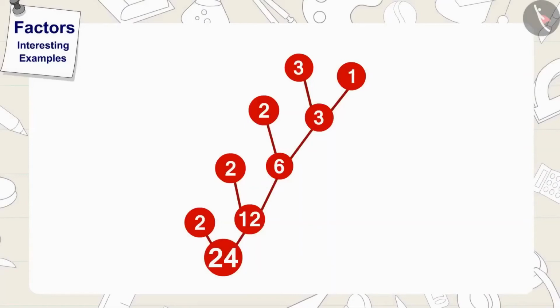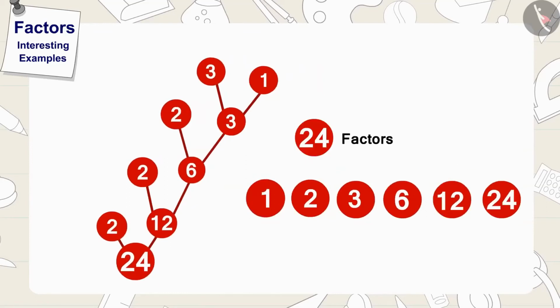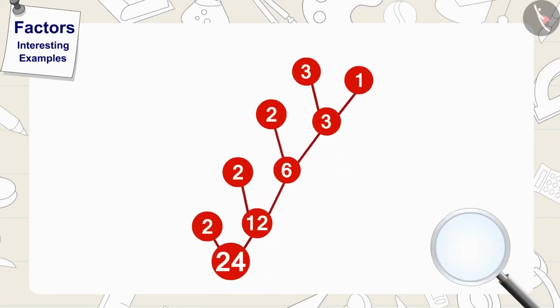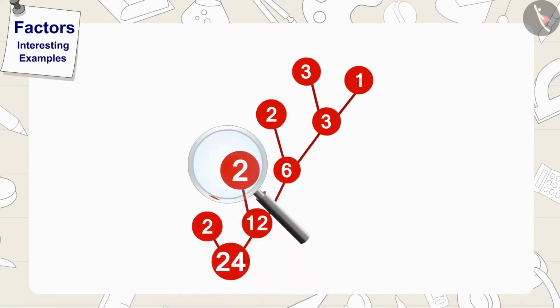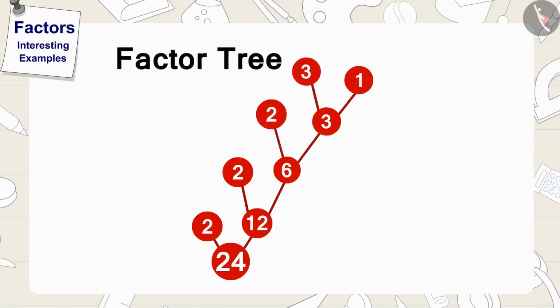Children, do you see anything special in Golu's portrait? Yes, all the factors of 24 are seen in Golu's picture. Such a picture, in which we show all the factors of a number by writing them down, is called a factor tree.